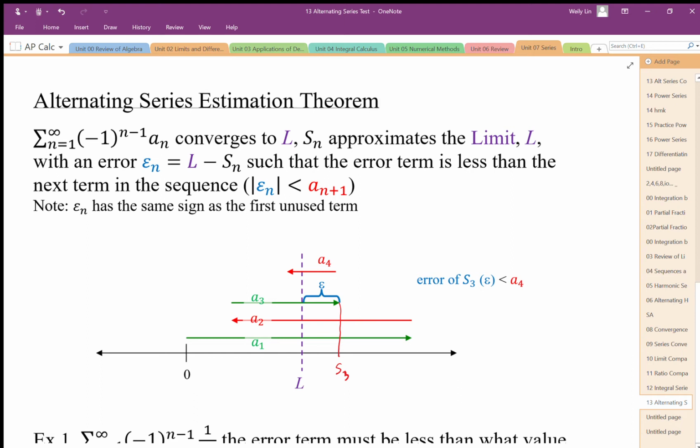And we can work out the maximum error of this sum S3 by taking a look at the next term. Because that next term, if it alternates, is going to go past the limit, and then it's going to come back, but we know that it's going to go past the limit. And we know that this limit can't be anywhere further out here. So what we can say is, at S3, our error must be less than the next term, A4. So this is our alternating series estimation theorem: the error of the nth partial sum must be less than the next sequence term.